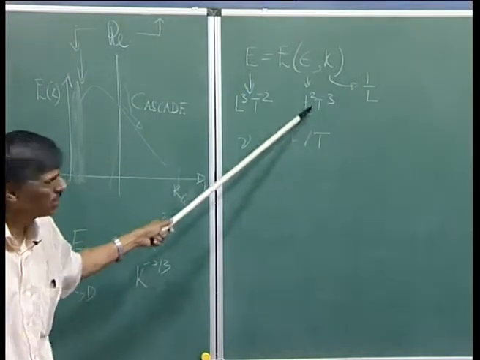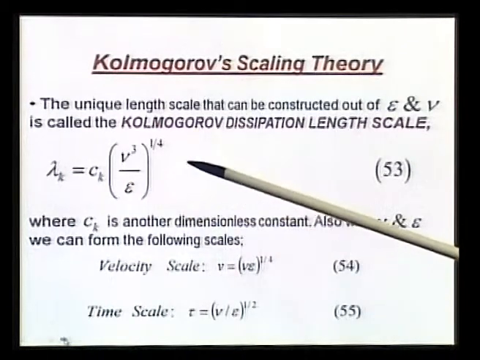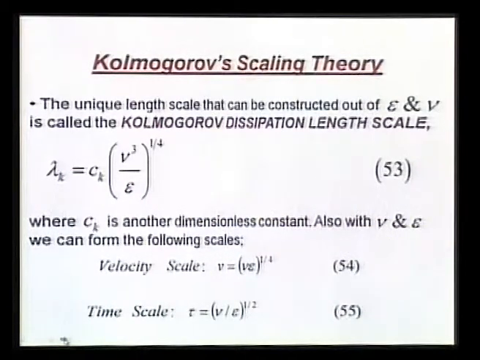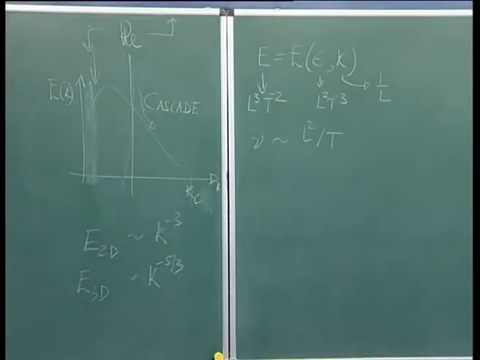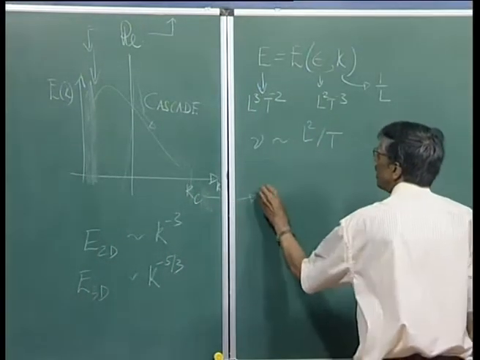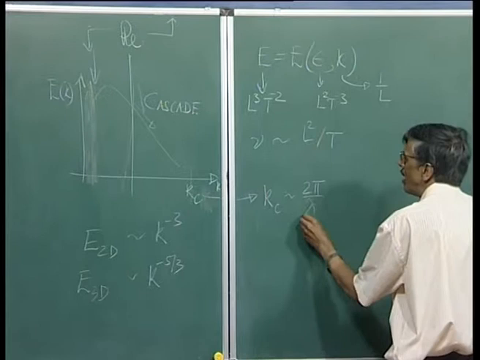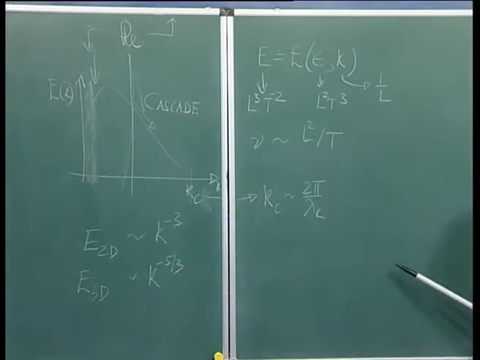And if we look at this, this is the only possible combination that you can think of. So, basically that is what you are going to see, that this lambda k is C k times nu cube by epsilon to the power one fourth. That is rather interesting. This is what exactly we are saying, how far we go, this Kc. Kc is the wave number, right. So, that will be 2 pi by lambda k, the corresponding wavelength.